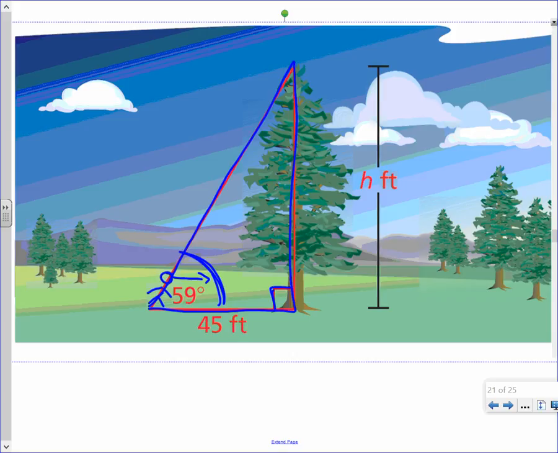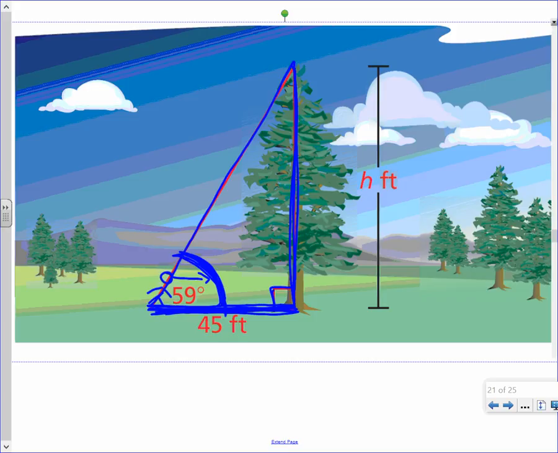I'm standing 45 feet away from the tree. I can figure out how tall the tree is now by trigonometry. This side, which is the tree, is opposite the 59-degree angle. It's opposite. The 45 feet side right here that I'm standing away from the base of the tree, that side is adjacent to this 59-degree angle.